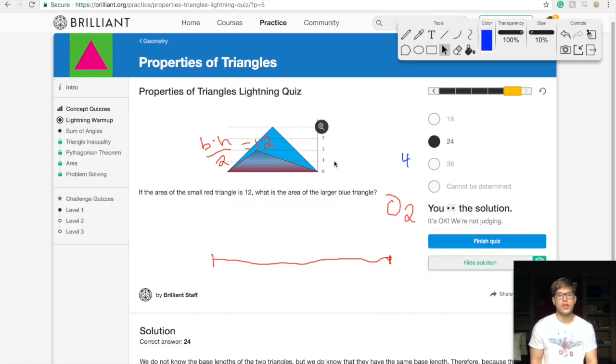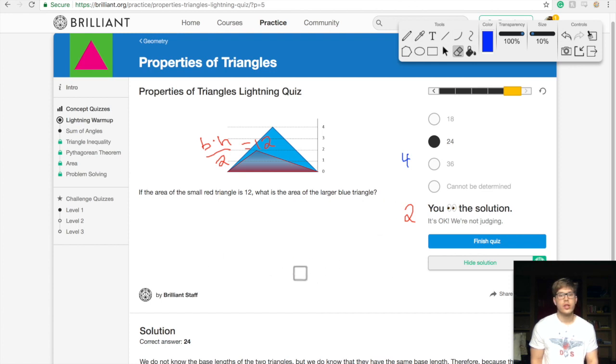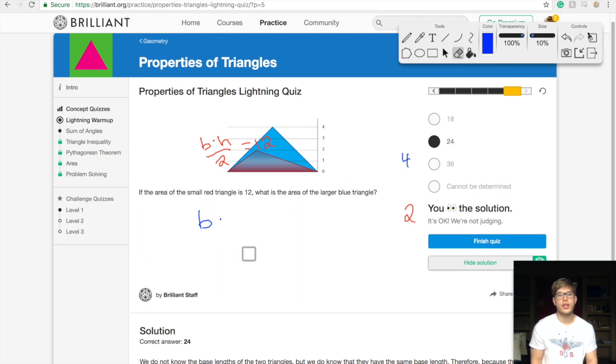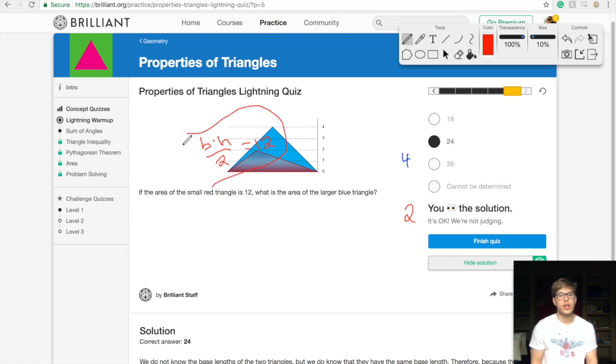Alright, so let's go back. So how can we solve this problem? Well, again, we have base times height. Here, let me go to my red, as we're solving for the red triangle. Alright, so we have base times height divided by 2 equals 12. And then what? We know our height is 2, so we have base times 2 divided by 2 equals 12. And now we can solve for b. Well, these 2's just cancel, and so we have our base equals 12.